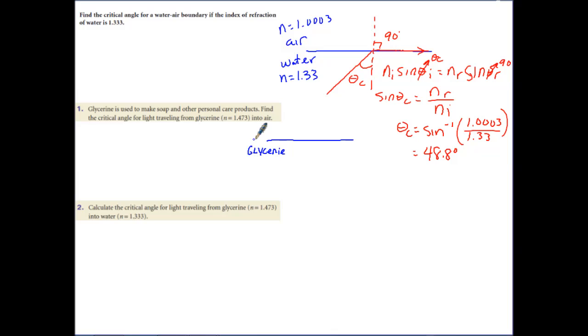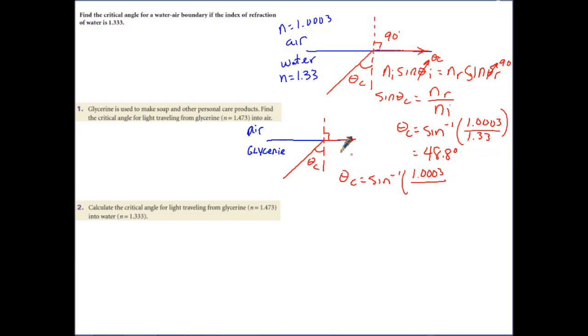Looks like I missed a letter there, but you get the idea. Glycerin-air interface. And so we have a beam of light that's striking that as well. I'm not going to do all the math that I did up here, but let's go ahead and draw that. If I want to get theta critical, again, it's going to be the inverse sine of Nr over Ni.